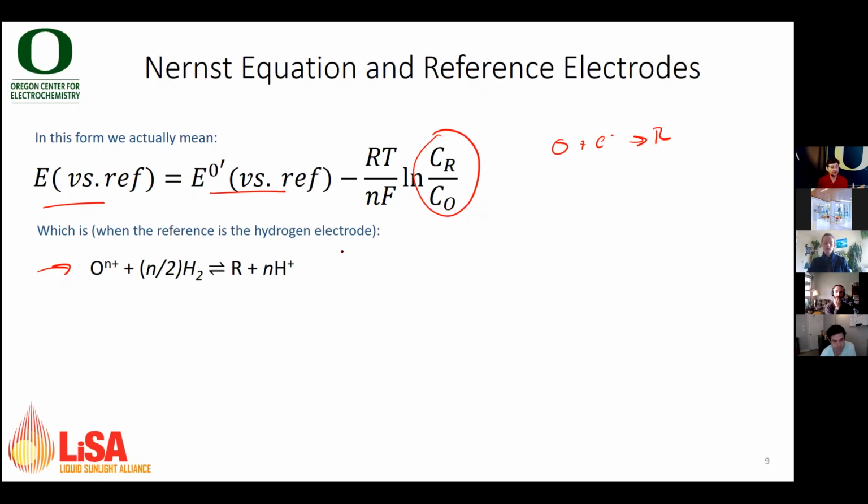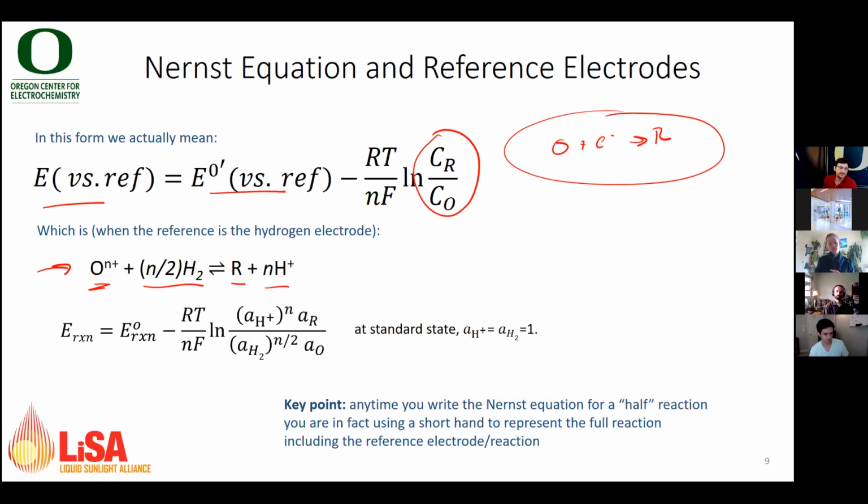If I'm going to use the hydrogen electrode as a reference, now I can choose whatever reference reaction I want. And when I balance that reference reaction with the probe reaction, the working electrode reaction I'm interested in, this is an example of what I would get. I'd get O, N plus, I'm just giving it some positive charge, getting reduced by hydrogen, going to R, making protons, okay? And so the actual Nernst equation is this.